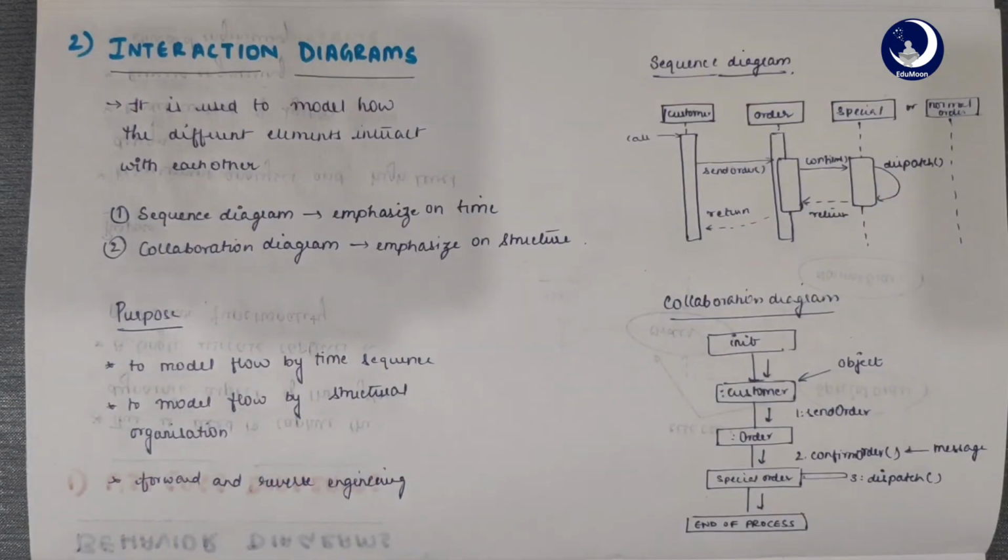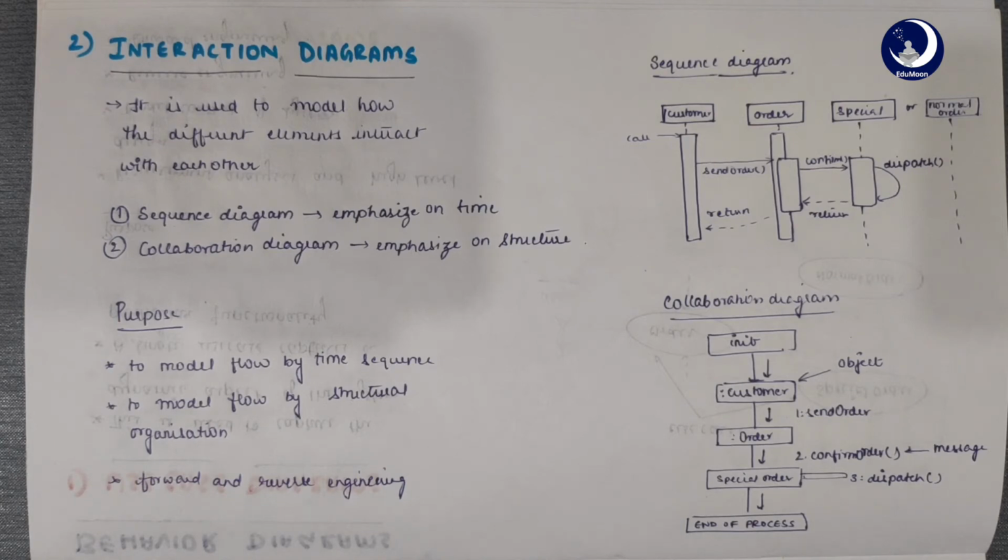The interaction diagrams are used to model how the different elements of this particular system interact with each other. The interaction diagrams can be portrayed using two diagrams. One of them is the sequence diagram and the other is the collaboration diagram. The sequence diagram lays emphasis on the time, that is the sequence in which the events occur, and the collaboration diagram lays emphasis on the structure. The purpose of interaction diagrams is to model the flow by time sequence, that is by the sequence diagram, and also to model the flow by structural organization, that is by the collaboration diagram. And these are also used for forward and reverse engineering.